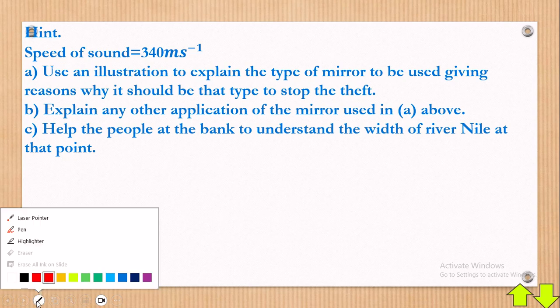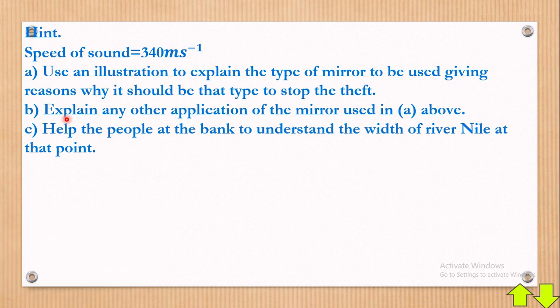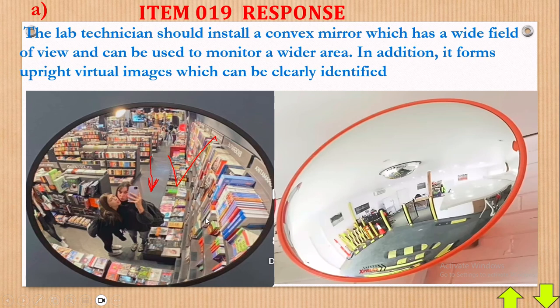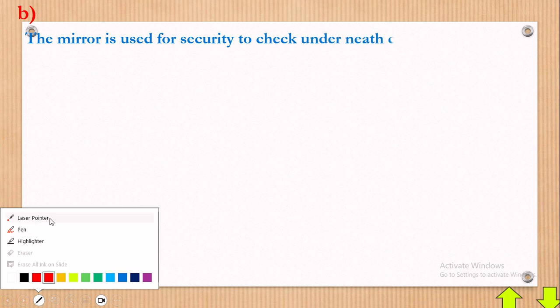Part B, they're saying, explain any other application of the mirror used in A above. Don't you think we have other applications, apart from using it in the lab, apart from using it in the supermarkets, apart from other stuff you can be knowing? Don't you think we have others? Now this one is again very, very interesting. We go pictorial a little bit. So here we have this. We are going to go pictorial here also, and we look into this. All right, good.